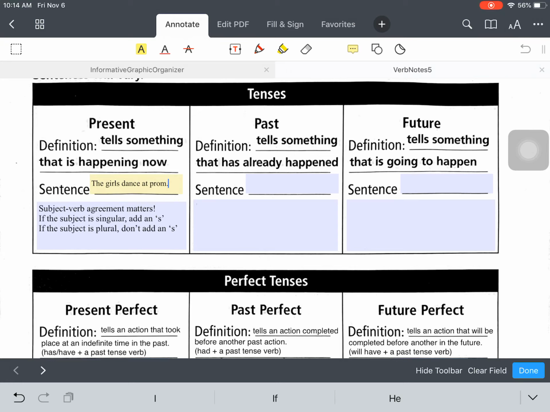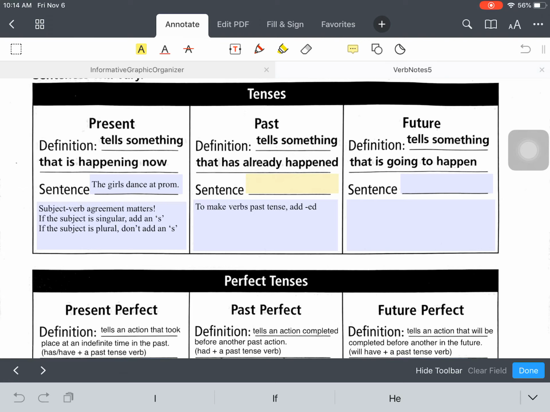Now the next tense is past tense. Past tense tells something that has already happened. To make verbs past tense, you add ed to the end. And that's going to be the same for most or all regular verbs. Now when we have irregular verbs, which we'll talk about later, they do not follow that pattern. And again, we will talk about that when the time comes. So I will give you an example.